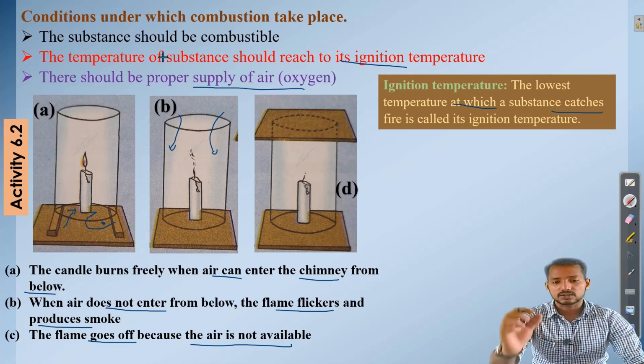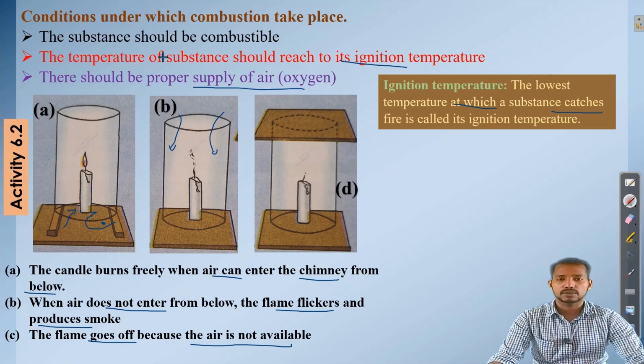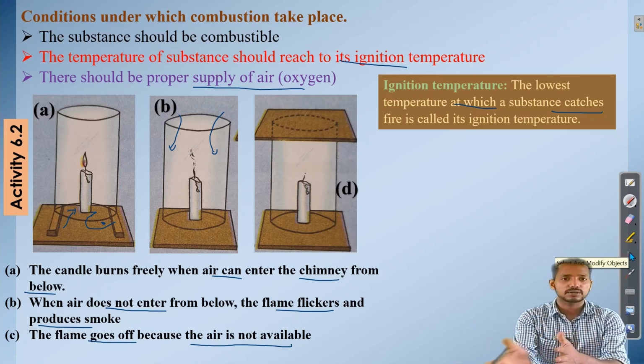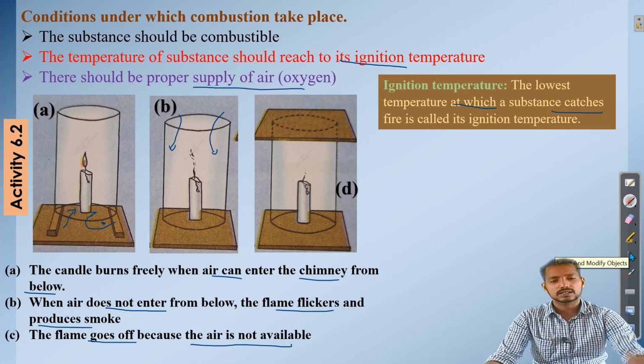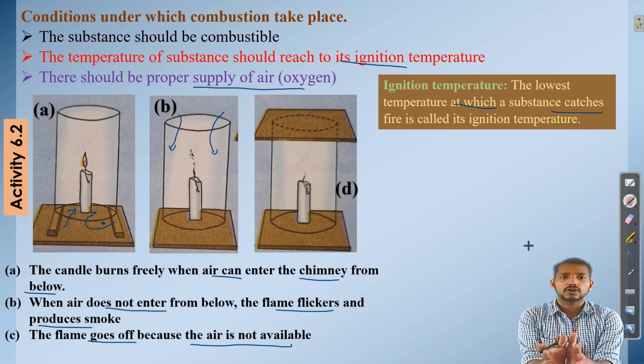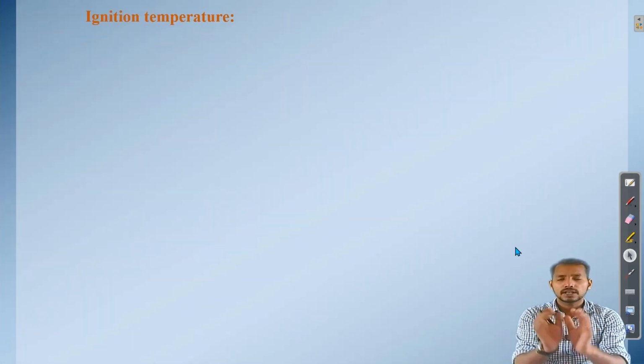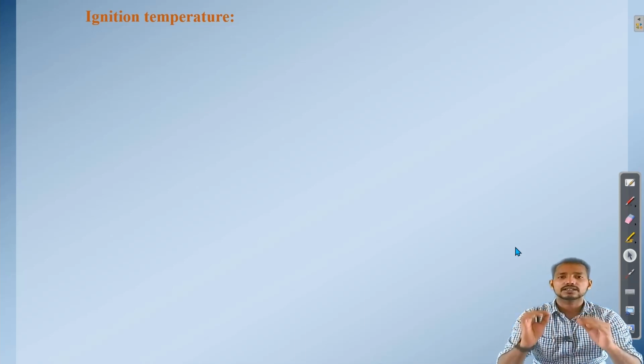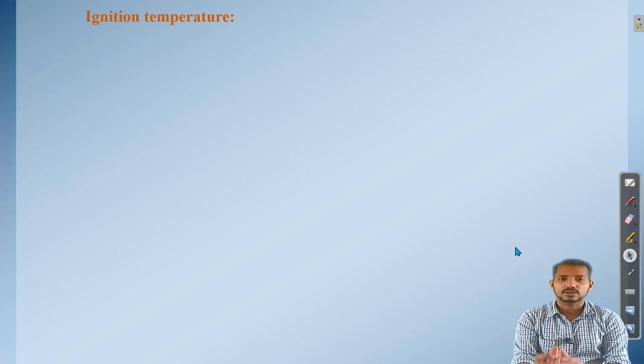Now let's discuss the conditions of combustion one by one in detail. The first one is that the substance should be combustible. We already discussed the types of combustible and non-combustible substances, so there's no need to discuss that again. Now we are going to discuss ignition temperature of a substance in detail. Here I'm going to discuss some questions and answers. What are the possible situations around us? We will take a situation and try to find the answer, so that we get a clear idea about the term ignition temperature.